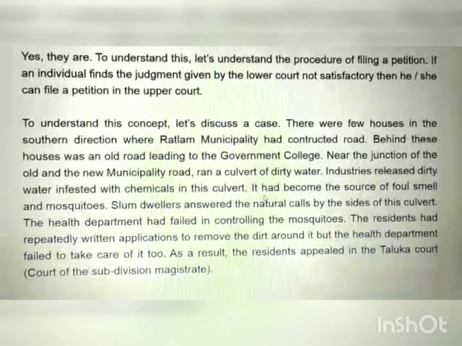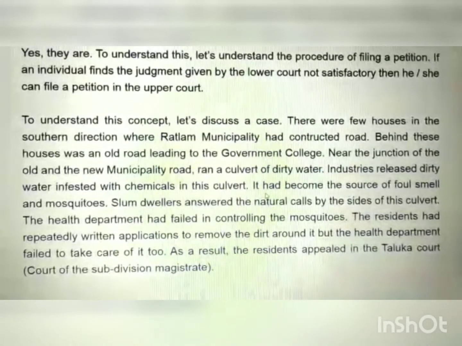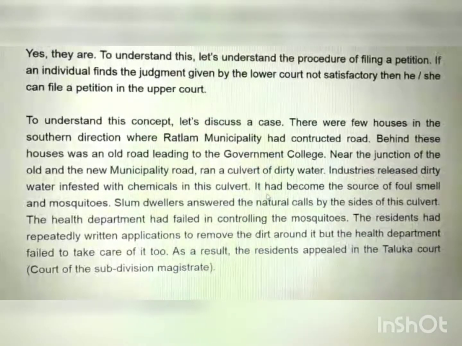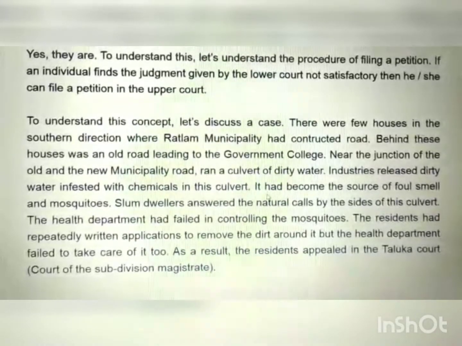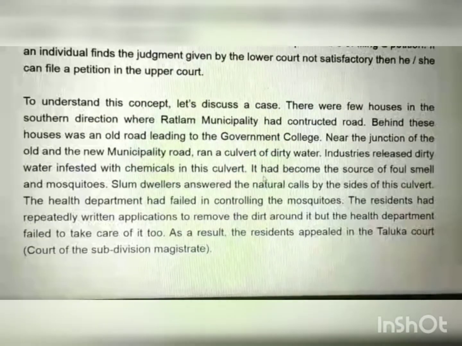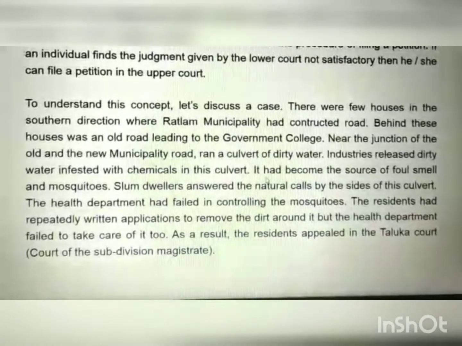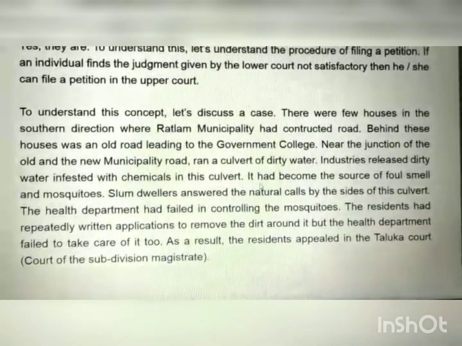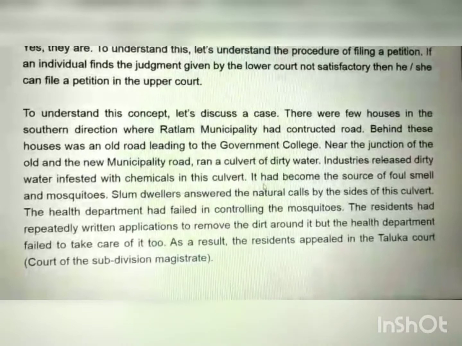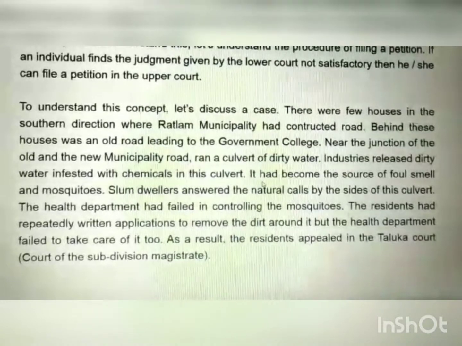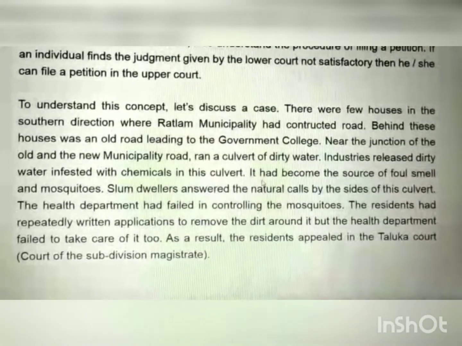Now see, firstly dirty water was collected in this culvert, and industries were releasing their waste water, which was full of chemicals, in this culvert, and because of that it was becoming a source of dirty smell, and mosquitoes also started breeding over there. Slum dwellers answered the natural calls by the sides of this culvert, and the health department had failed in controlling the mosquitoes. The residents had repeatedly written applications to remove the dirt around it, but the health department failed to take care of it too.